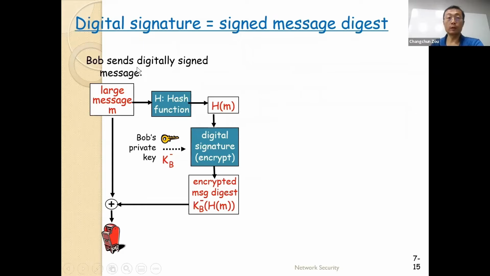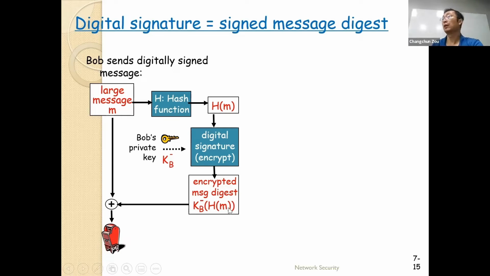So in the real world, the digital signature is computed in this way. First, for the message M, you use MD5 or SHA-1 to generate the message digest, 16 bytes or 20 bytes. Then you use the standard private key to sign this message digest. In this way, this KB minus of H(M) is called the signature.